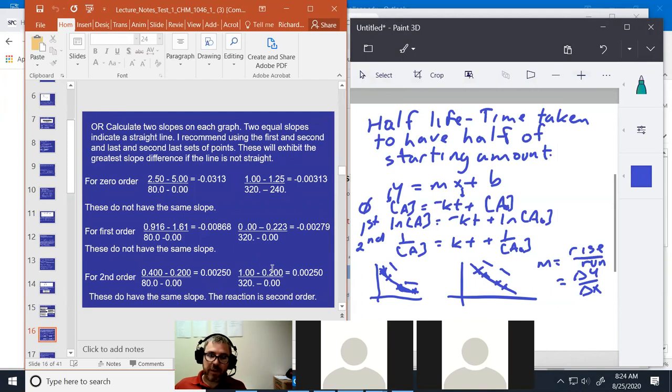Does anybody have any questions? So that's how you can figure out if something's curved or sloped without doing a graph. I'll stop here for a second. Does anybody have any questions?